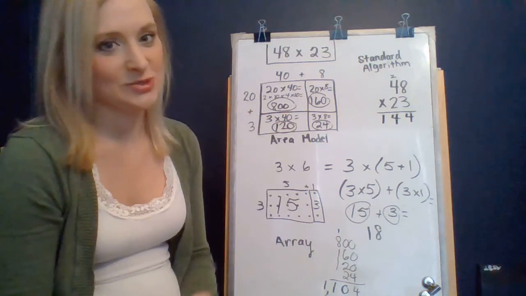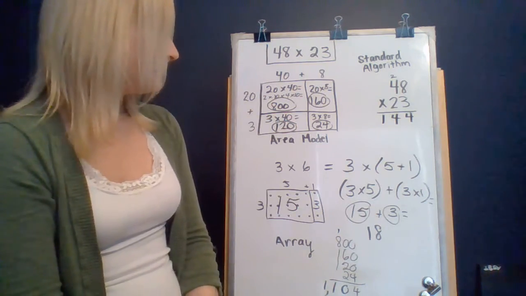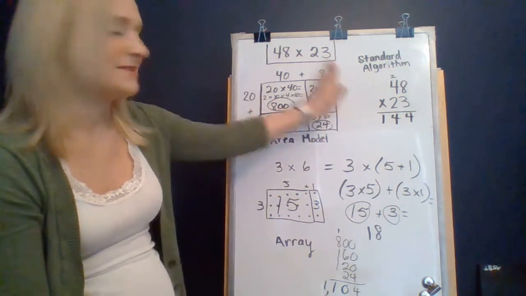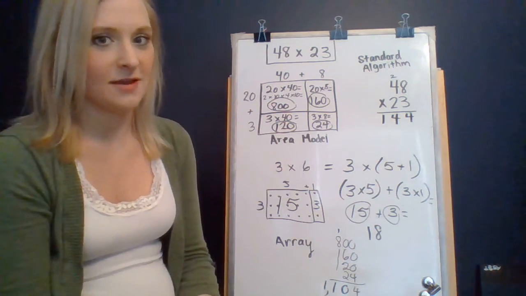Now, here is the coolest thing of all, in my opinion. Where is that 144 found in this area model? I'll give you a second to look for it.